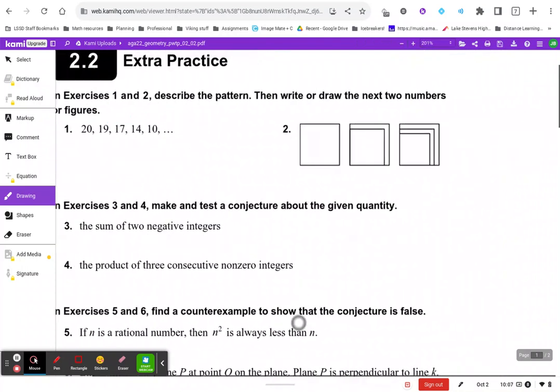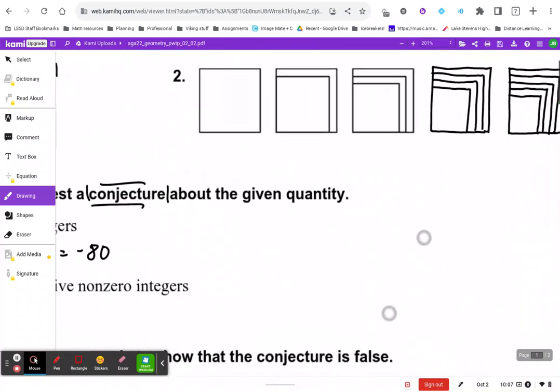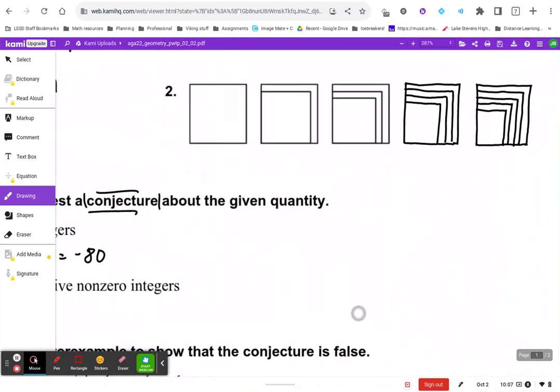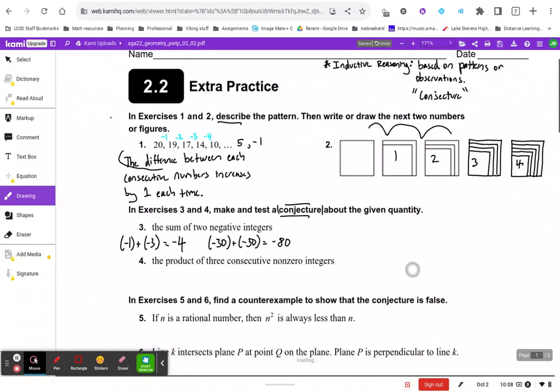And then moving over here to number two, hopefully, you said something along the lines of each consecutive figure we are adding a square to the inside. So there was one square here, there was two squares here, three here, and four here. So hopefully you had some description along those lines.